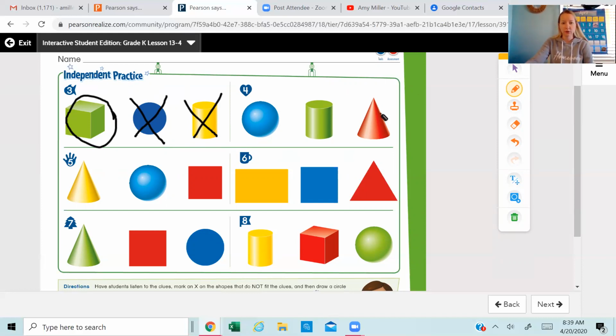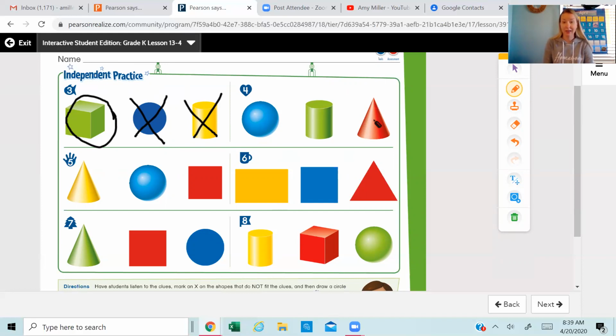All right, let's move over here to number 4. We'll do this one together as well. I am a solid figure. Is a sphere solid? Yep. Is a cylinder solid? Yep. Is a cone solid? Yep. All right, so we can't cross any off yet.